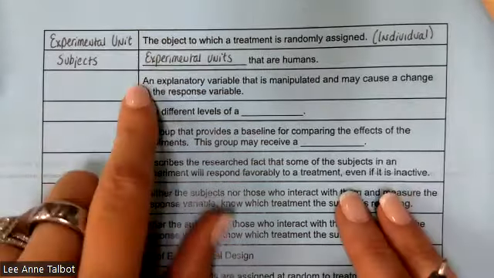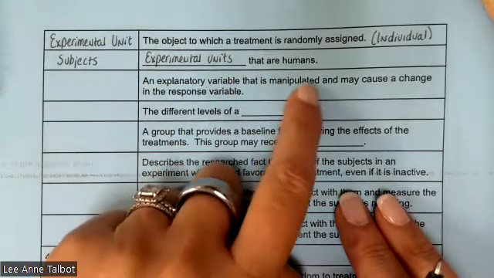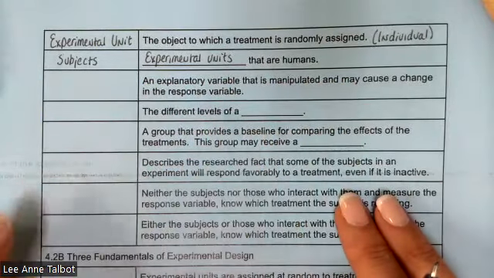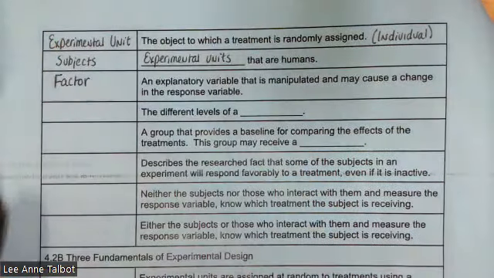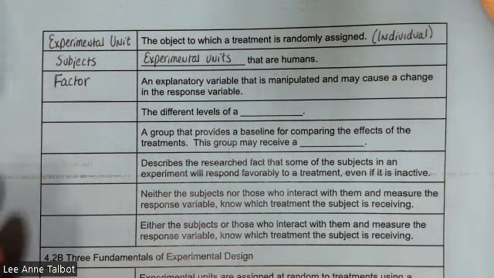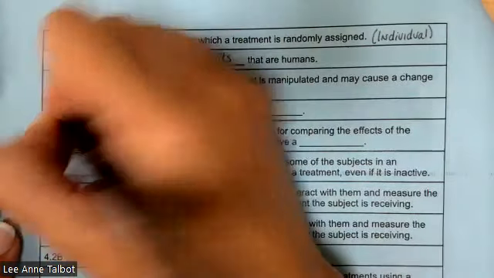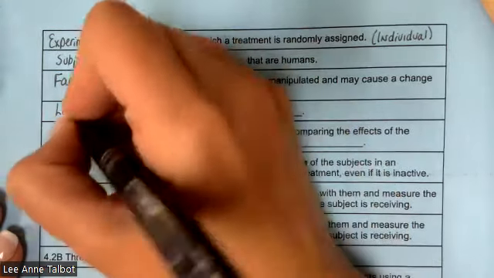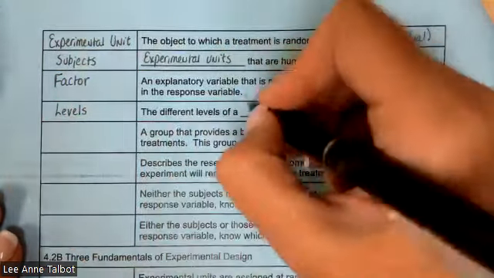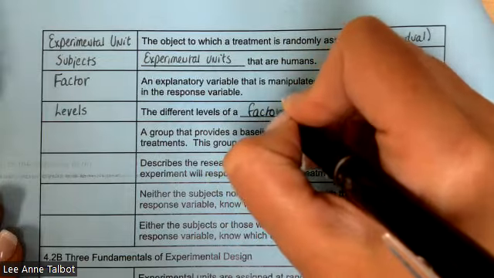Anyway, okay. An explanatory variable that is manipulated and may cause a change in the response variable, that is called a factor. And then the different levels of a factor.